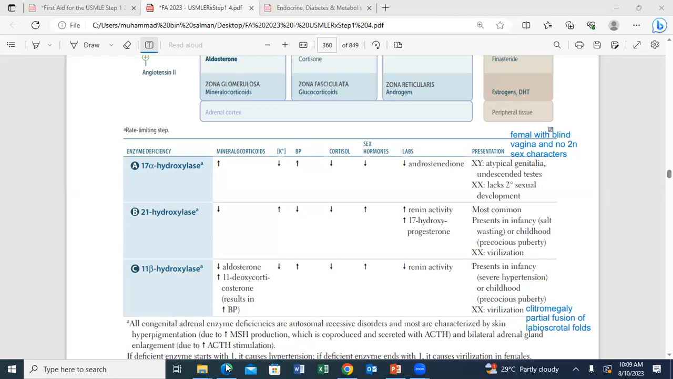And if it is genotypically female, she will present with lack of secondary sexual development. So these kind of symptoms will lead to the diagnosis of 17 alpha hydroxylase deficiency. Whenever you find an adrenal hyperplasia where there is decreased testosterone, there must be 17 alpha hydroxylase deficiency. But there's another thing also.